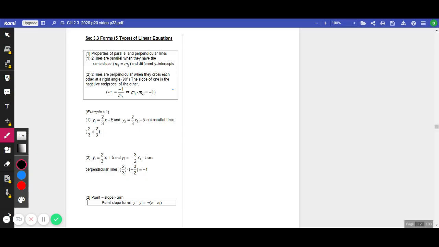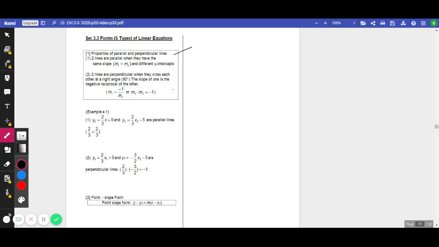Number two, lines are perpendicular when they cross each other at 90 degrees. The slope of one is the negative reciprocal of the other. So m1 becomes negative 1 over m2, or m1 times m2 becomes negative 1.